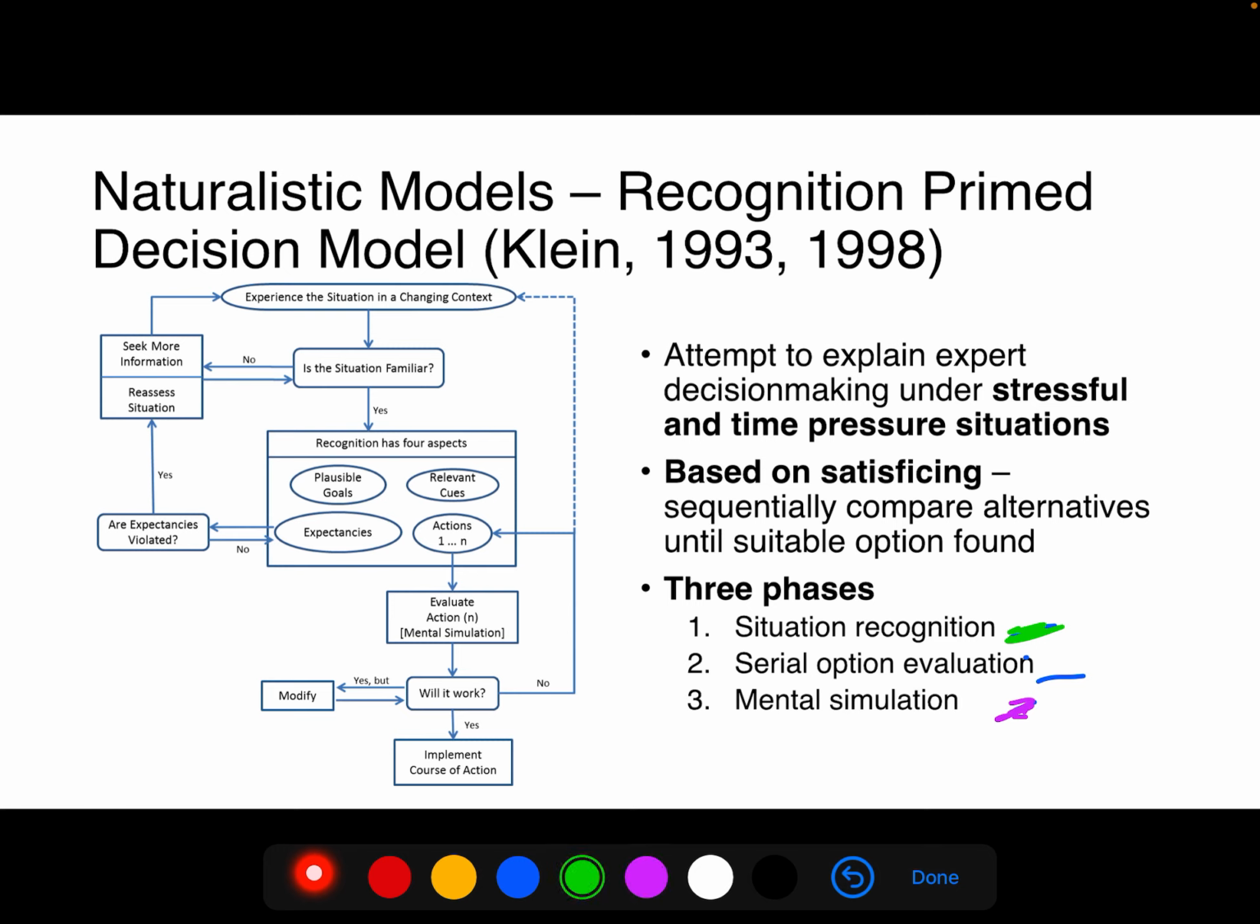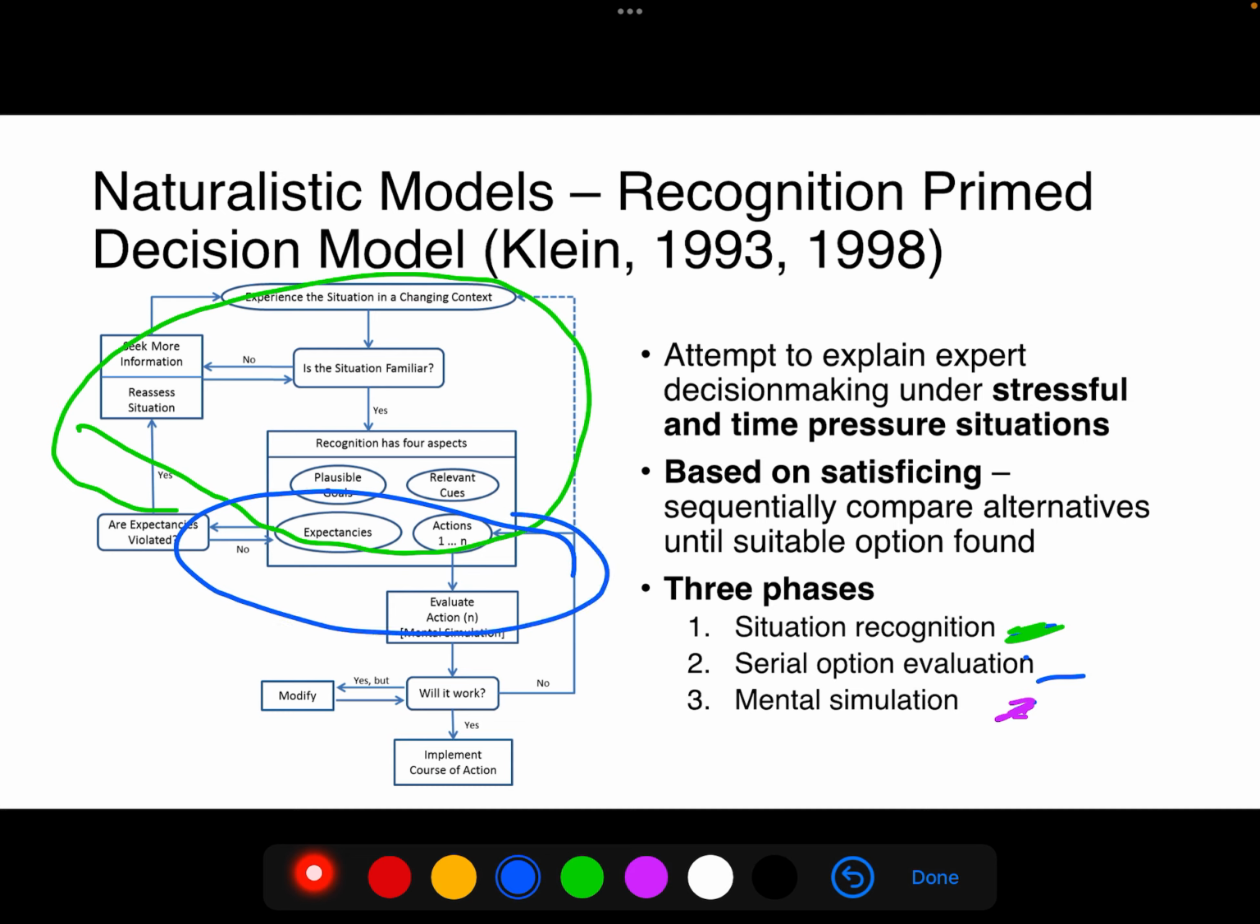Okay, so situation recognition. We're really in this space typically, give or take. Remember, this isn't a hard and fast rule. Serial option evaluation, we're looking here. And it says mental simulation, but we're also evaluating. If we wanted to be precise, we'd be looking at something more like this. So there's some overlap there. Then you step into the mental simulation space here. And then not listed here, but your action is there.